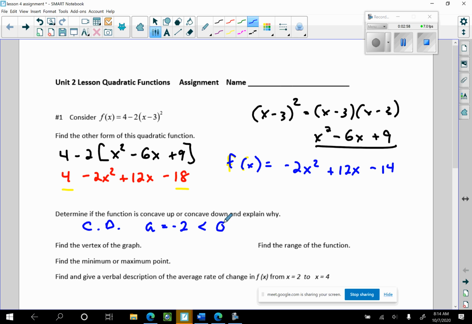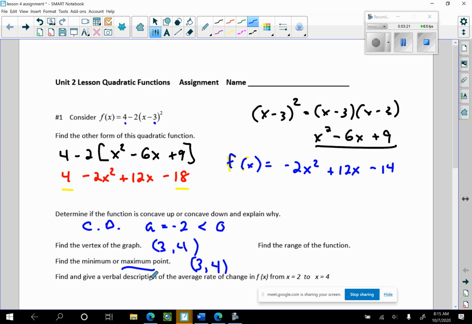What's the vertex of this graph? The vertex of this graph is given to you in the vertex form. Right there it is. 3, 4. What's the minimum or maximum point? 3, 4. Not a trick question. Is it a minimum or a max? It is a max since it is concave down.